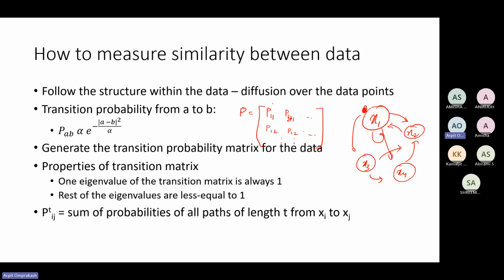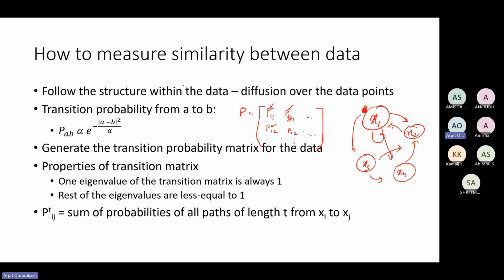Right. So this is basically what is our transition probability from 1 to 1. What is the transition probability from 2 to 1? What is the transition probability from 1 to 2? So how likely is our marble going from 1 to 2? How likely is our marble to go from 2 to 1? How likely is it to go from 1 to 1 in one step? Right. And so we first calculate this transition probability matrix for our data.